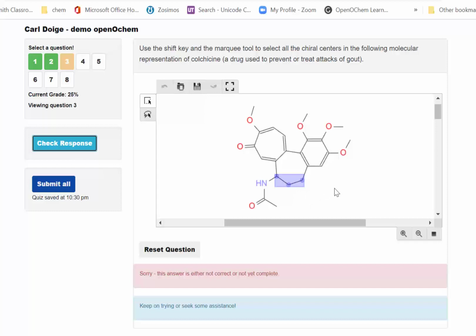So the beauty of the homework system is that I can now select the Marvin tool and click this. That is now going to be the correct answer. Check response. So you can keep on trying until you get the correct response.